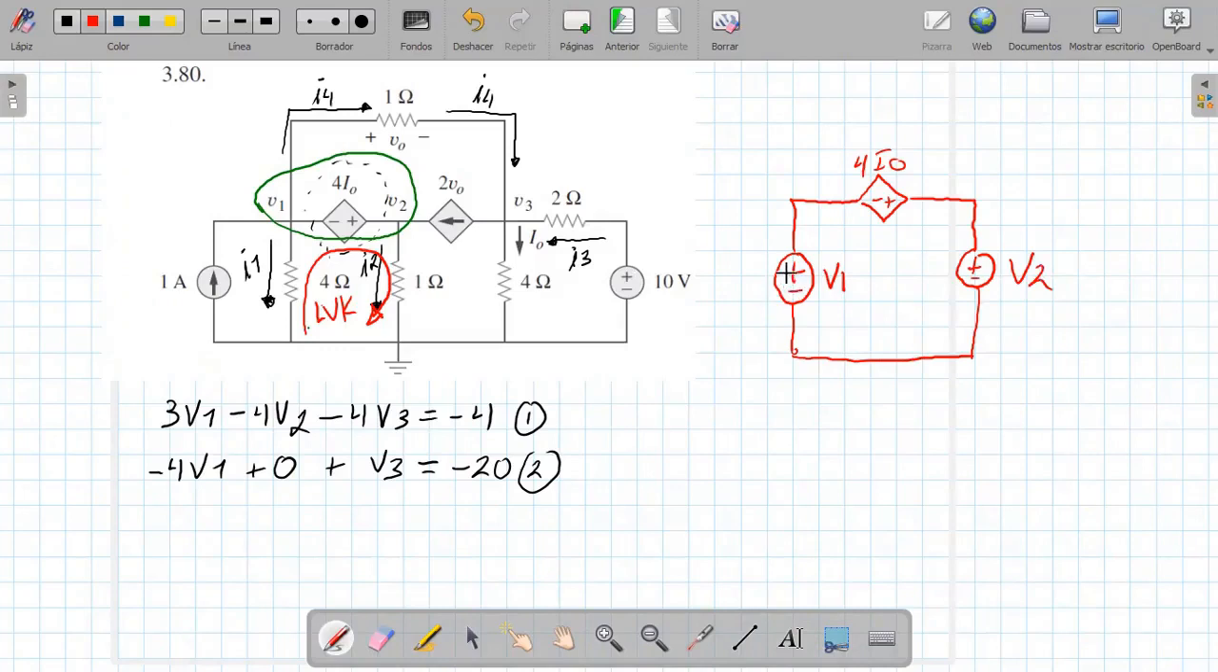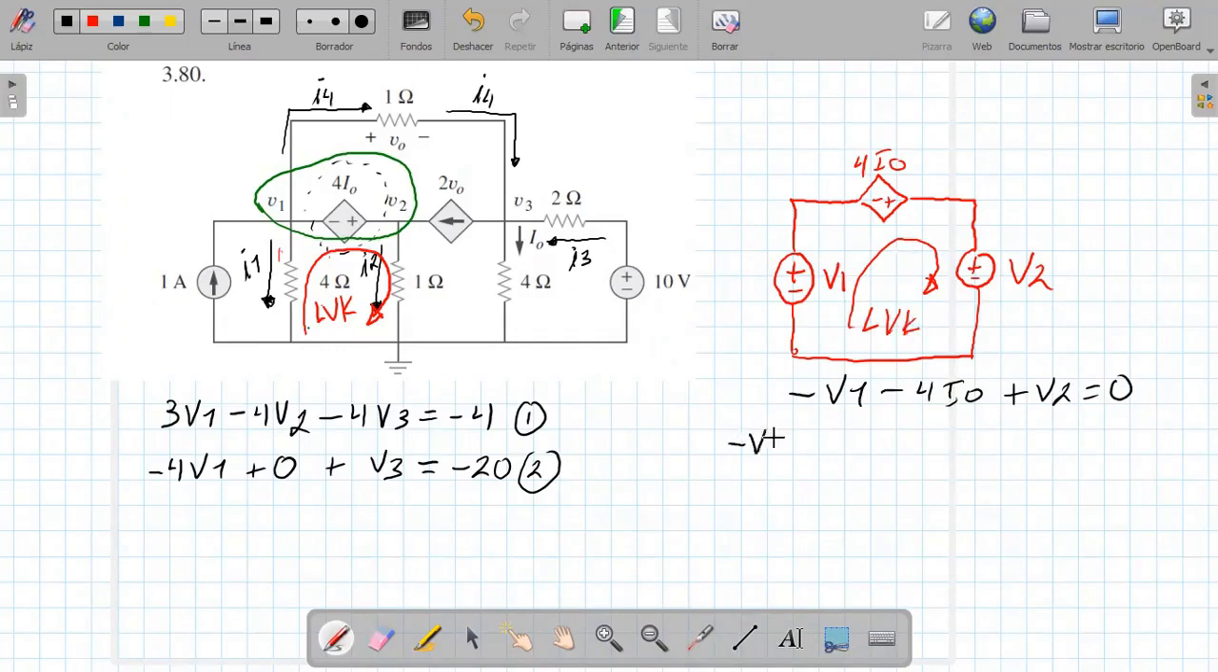I'm going to call it V2. Why are the polarities that way? Because of the direction of the currents. The current in one goes down. Here it is polarized plus, minus. That's why I put plus, minus here and here too. I also wrote down the current for plus, minus. So if I do the KVL here, I notice that it would be minus V1 minus 4 times I0 plus V2, and this is equal to 0.